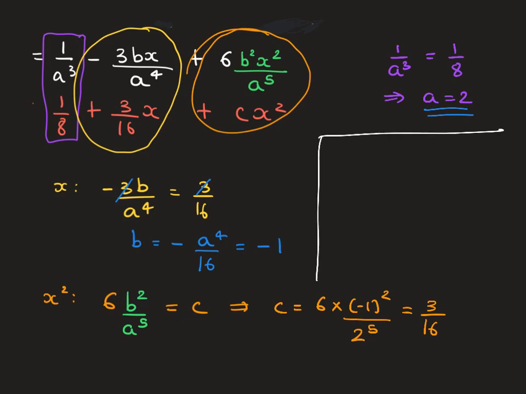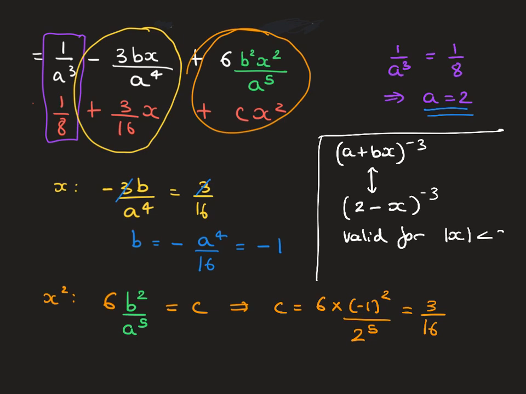Now we have to identify the validity conditions for the expansion to be valid. So if you remember, the original expansion was a plus bx to the power of -3, but of course we now know what a and b are, so this is 2 minus x to the power of -3, so this is clearly valid for mod x less than 2.